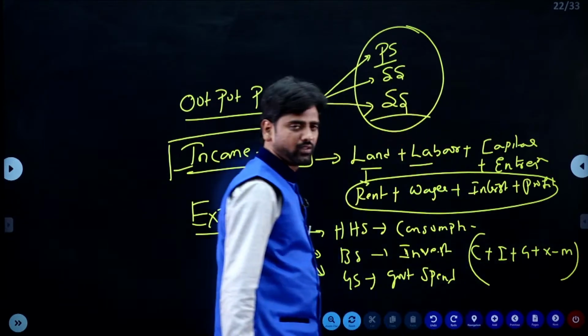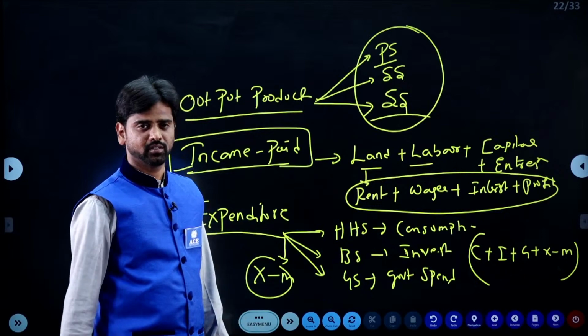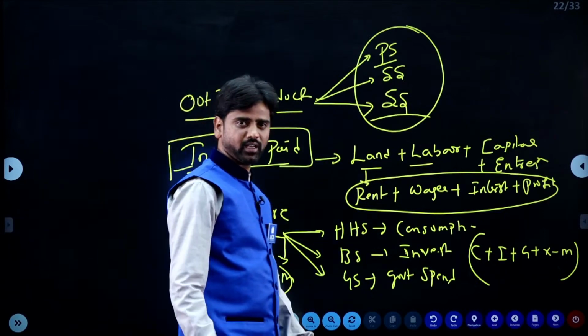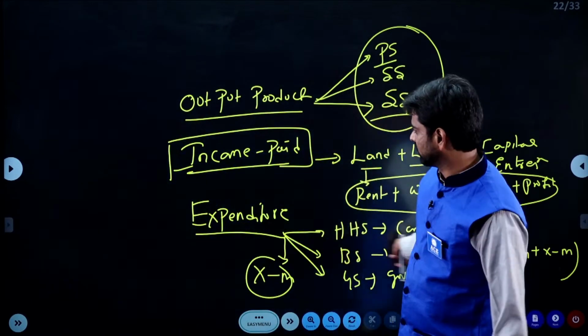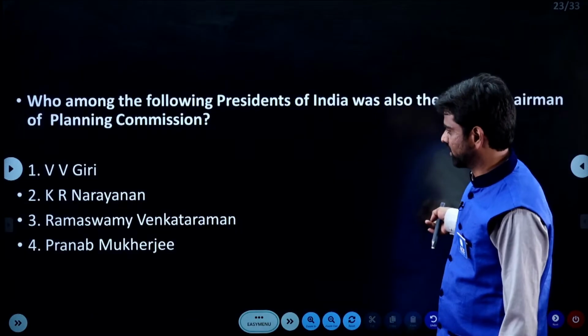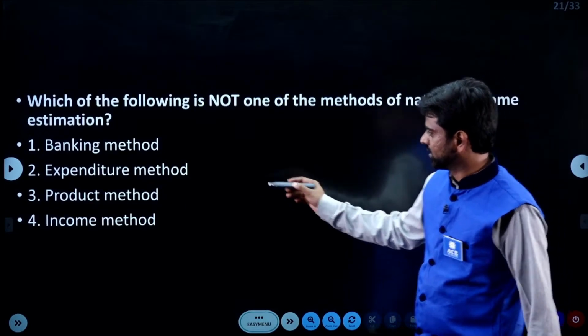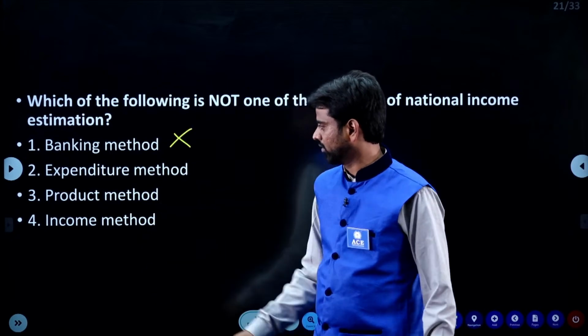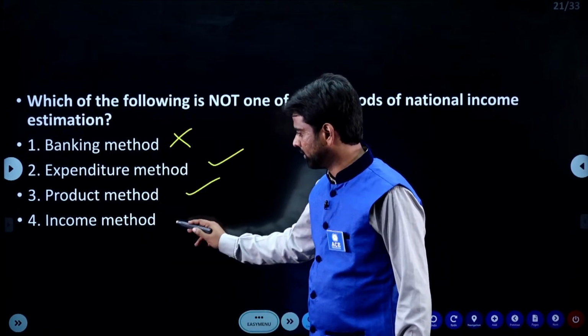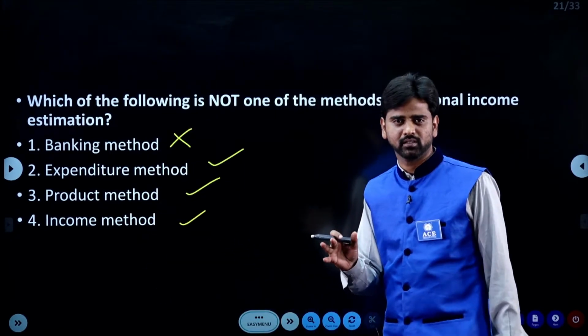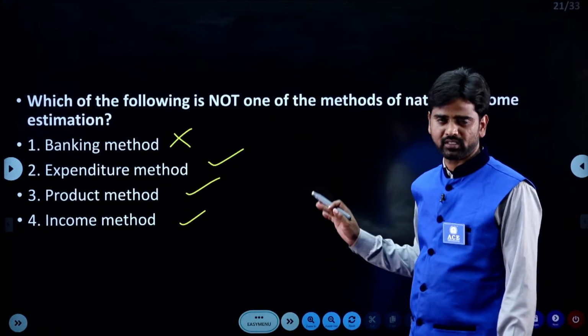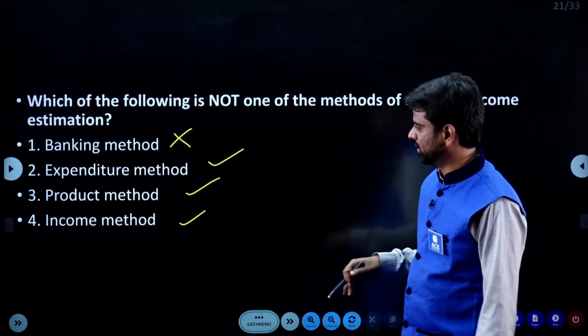So obviously, these are some basic concepts related to national income, guys. It's very easy for you to understand if you already know about national income. So what is the answer, guys? Yes, banking method, definitely wrong. Expenditure method, product method, income method. Basic fundamentals. We need not go in depth, guys. He is just giving a basic idea.